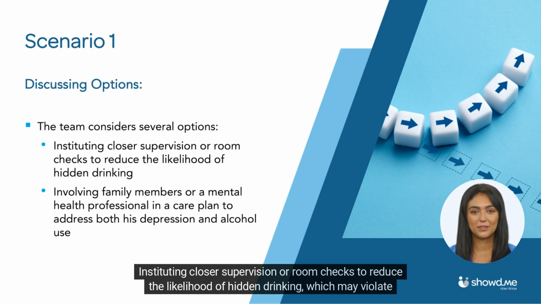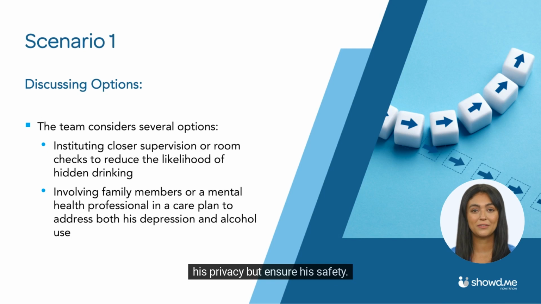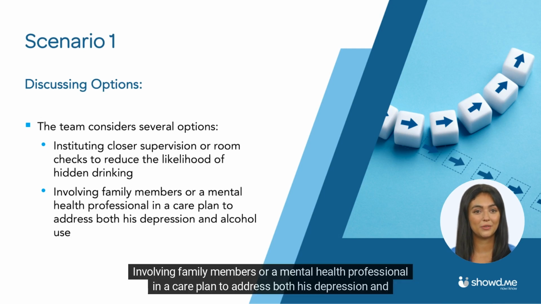Instituting closer supervision or room checks to reduce the likelihood of hidden drinking, which may violate his privacy but ensure his safety. Involving family members or a mental health professional in a care plan to address both his depression and alcohol use.